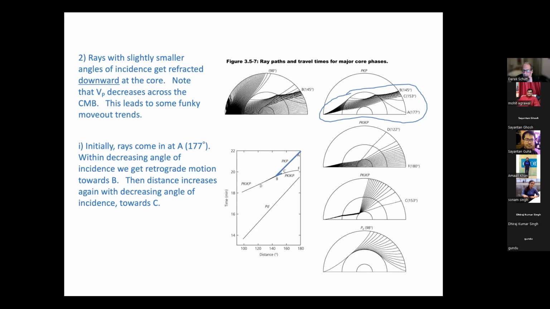And then what happens is the rays are observed closer and closer to the source. So this is retrograde motion. And then later on, we move from B to C and we get prograde motion. So on a distance travel time plot, we go from A to B to C as we increase the angle of incidence. Or sorry, decrease the angle of incidence, because a vertical ray has a 0 angle of incidence.